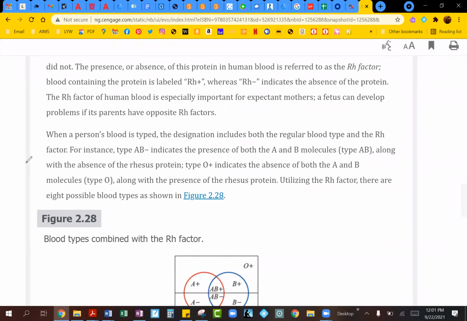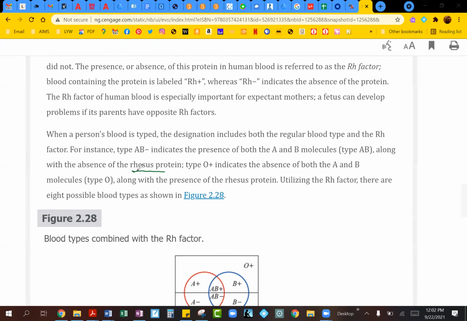It'd be all of them, wouldn't it? Yeah, it would be, because of the type AB blood, and you can kind of see that in this last paragraph over here. They're basically saying, for instance, type AB negative indicates the presence of both A and B molecules. With the absence, there we go, there's the name of the protein, rhesus protein. They're saying type O indicates the absence of both A and B molecules with the presence of the rhesus.